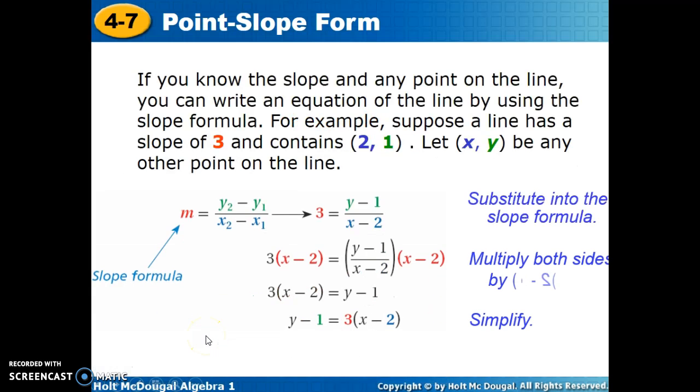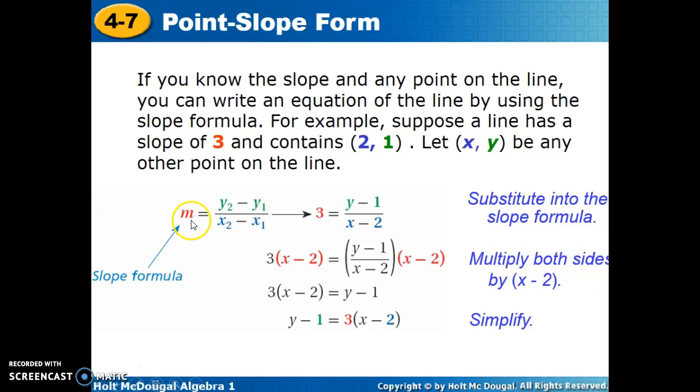Ready, here we go. It says if you know the slope and any point on the line, you can write an equation of the line by using the slope formula. For example, suppose a line has a slope of 3 and contains the point 2, 1. We can let x and y be the other point. Remember, variables, we can just do whatever we want.